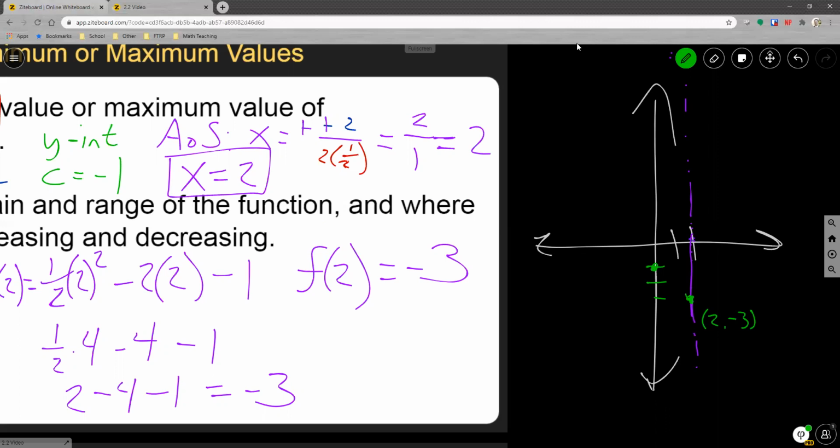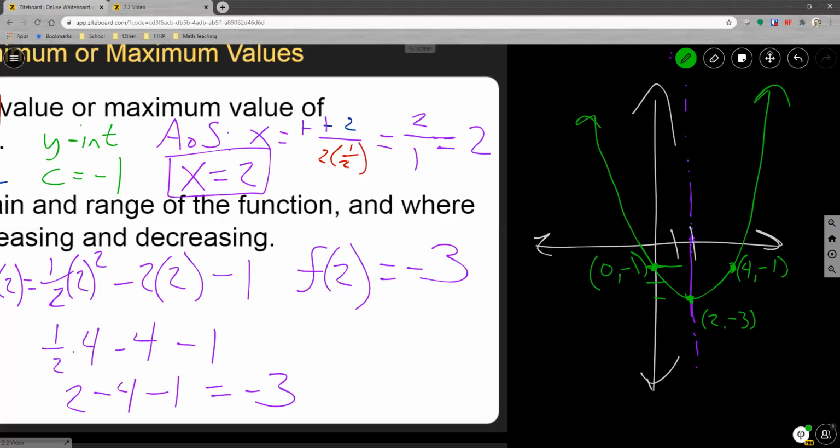I also know that my y-intercept is right at -1, which means the left side of my graph is going to look something like that. And then the right side of my graph will also go up here with a reflected point of this y-intercept over here on the right at the point 4, -1, because this over here is 0, -1.